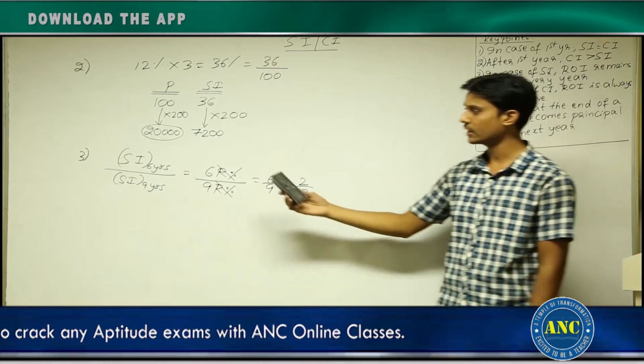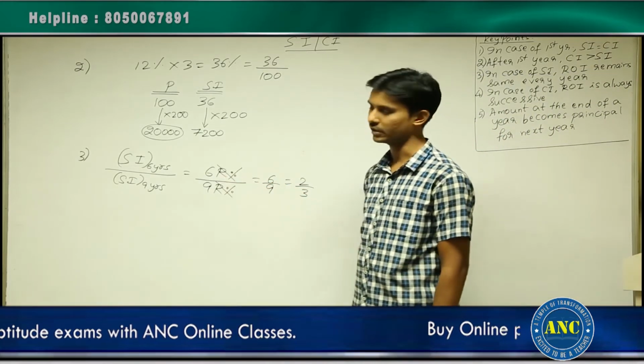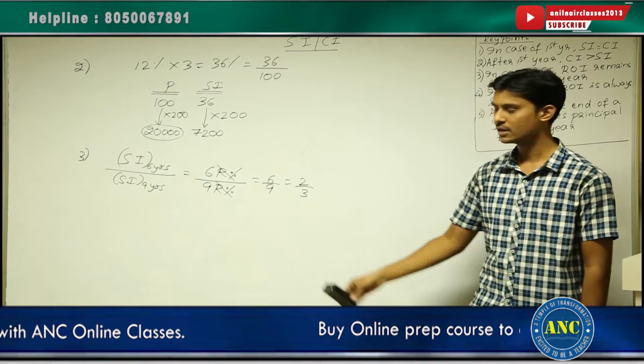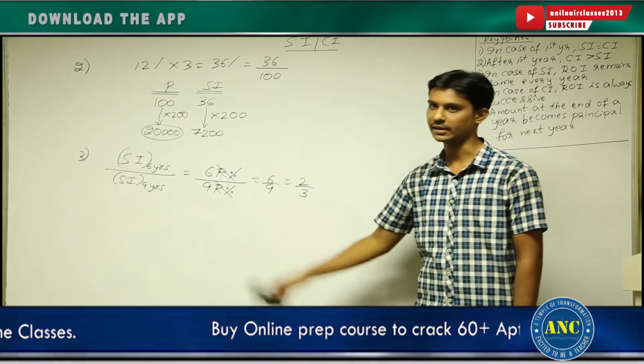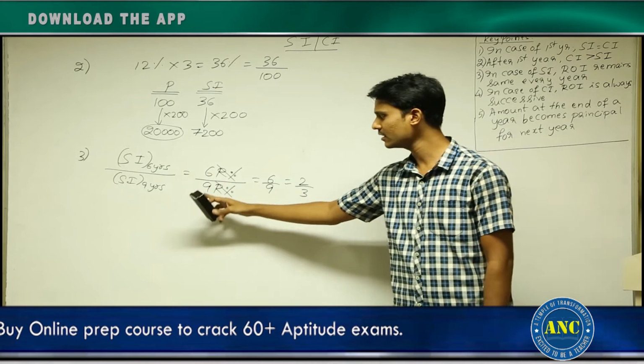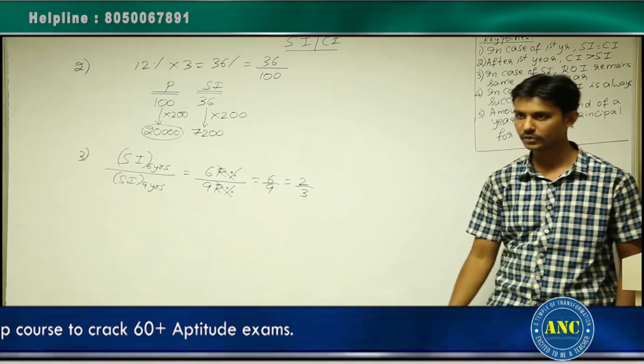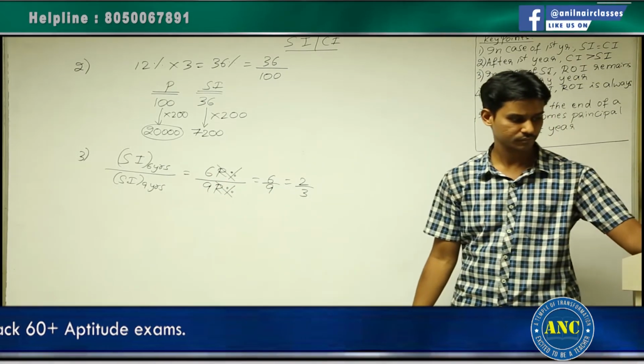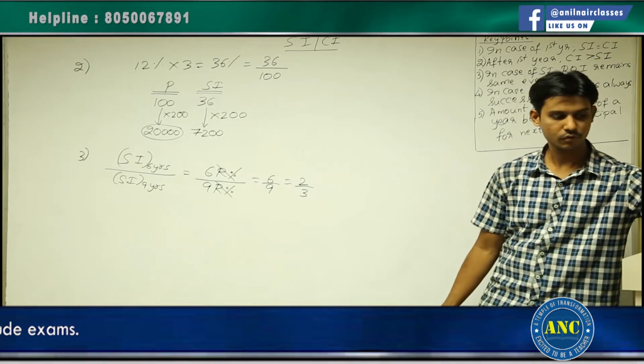Effective rate of interest in case of SI is TR percentage. For 6 years it is 6R percentage, 9 years it is 9R percentage. They are telling same rate of interest. So R percentage will get cancelled. 6 by 9 is 2 by 3. Okay? Fourth one. Fourth question.